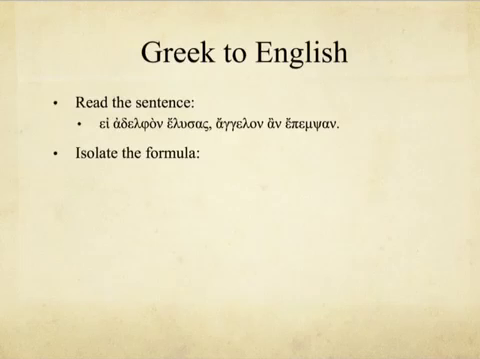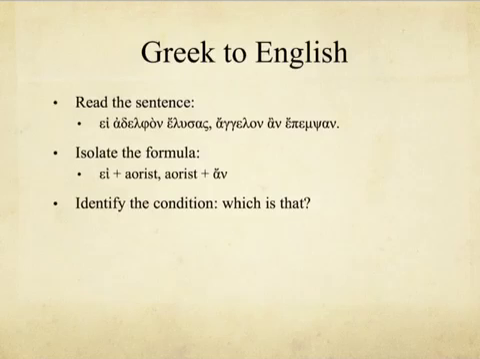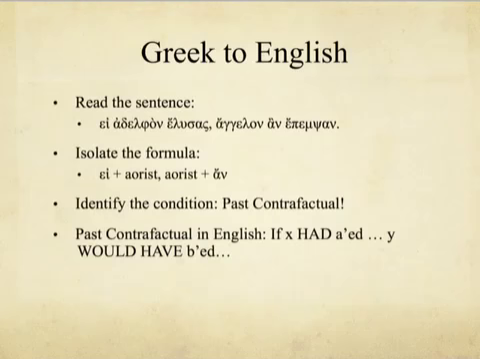We have the sentence E adelphon elusas angelon an epempsan. Okay, so your first job is to figure out what the formula is that's going on here. And like a good Greek student, you look at the verbs elusas and epempsan and you identify them as aorists. So the formula we have is ei plus the aorist in the protasis and the aorist plus an in the apodosis. So now you have to ask yourself, what kind of condition is that? And you answer, that's a past contrafactual.